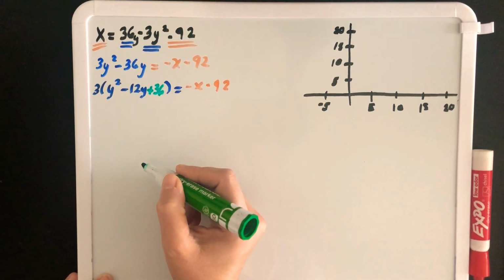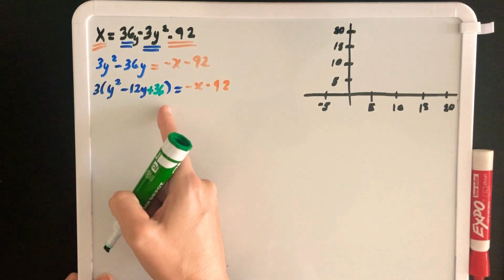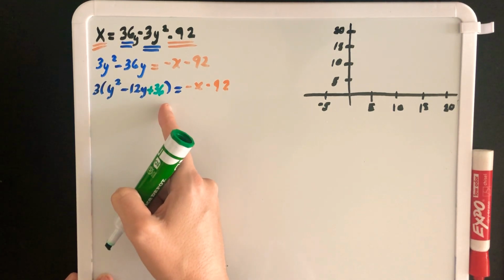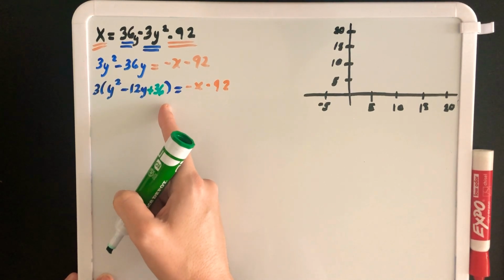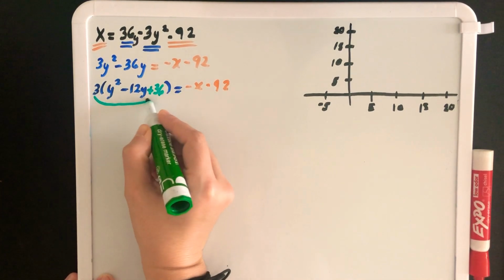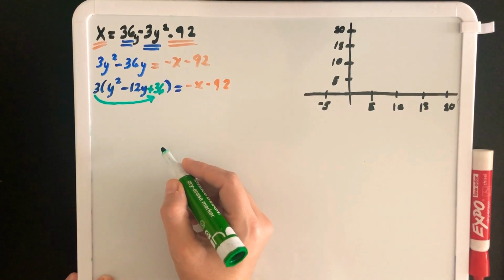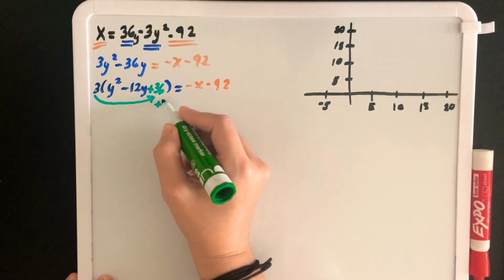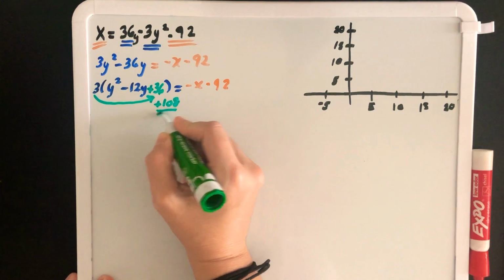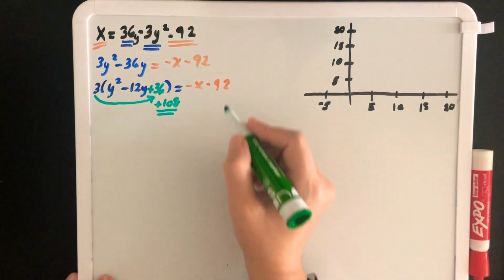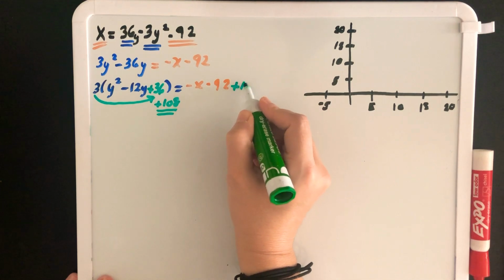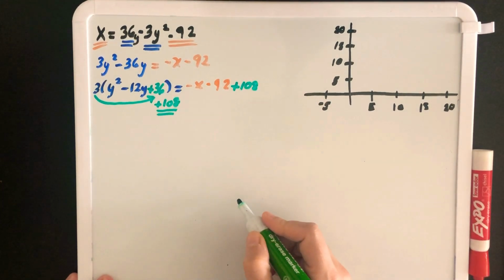But if I put positive 36 right inside here, what have I really done? Well, that's really eventually 3 times 36, isn't it? Which is positive 108. So I've really added 108 to the left side of the equation by putting 36 in parentheses there, which means I have to also add 108 to the right side of the equation.